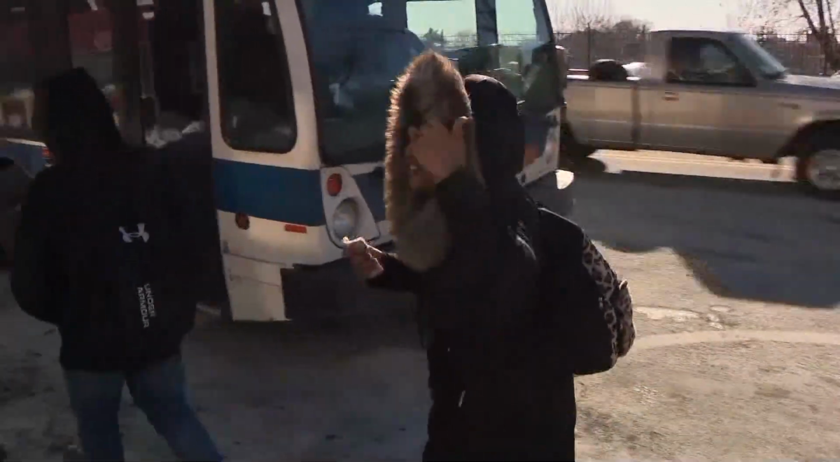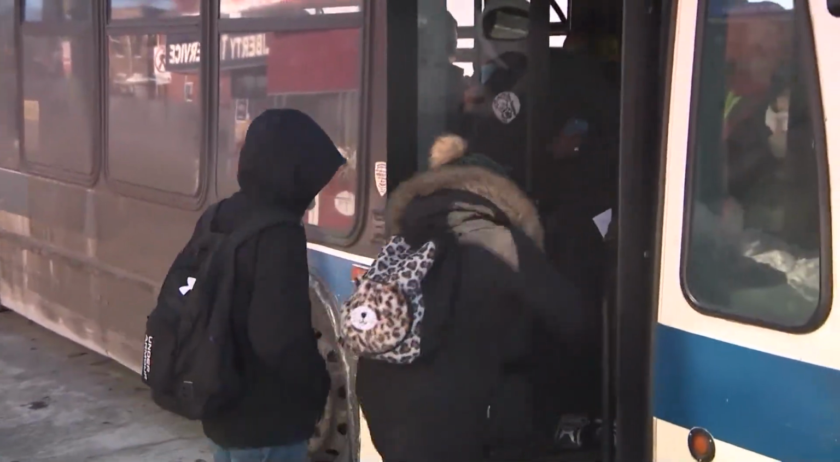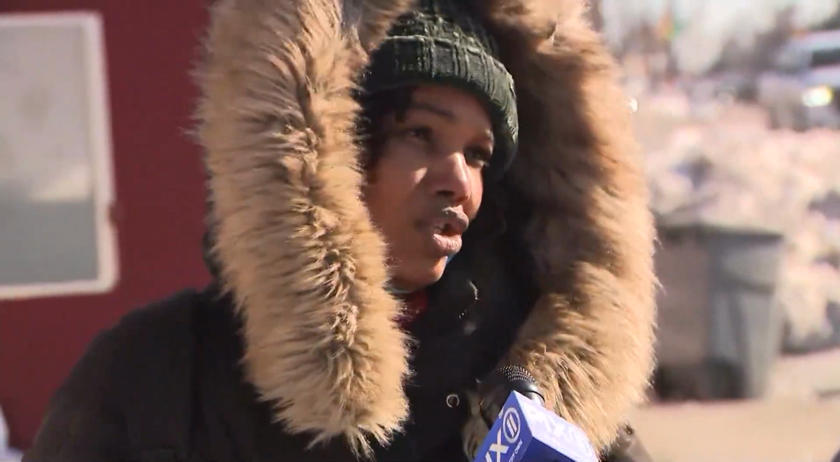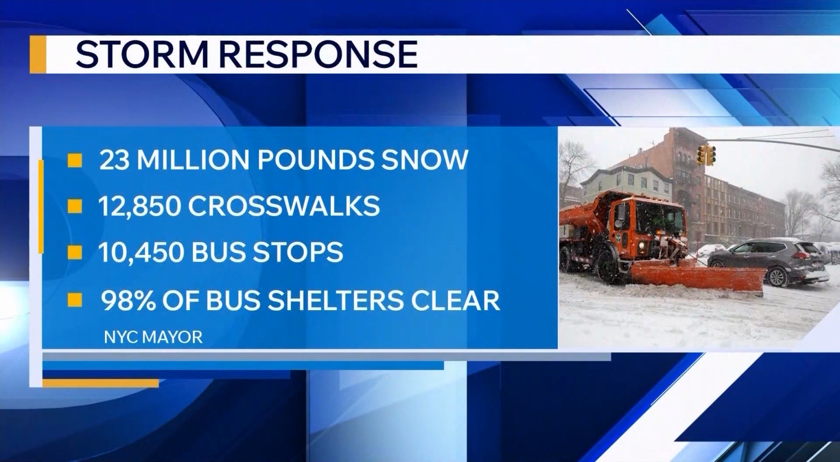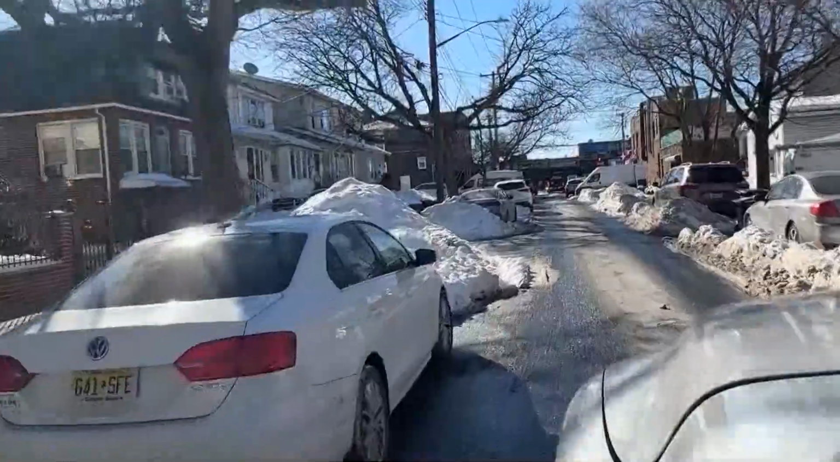Miriam waits for the BX40 along East Tremont in the Bronx. She's been stepping carefully all week. They should take more responsibility when something like this happens the next day, overnight, clear for other people, because it's not everybody can make it through the snow. City officials say more than 23 million pounds of snow have been cleared. Crews cleared 12,850 crosswalks, more than 10,000 bus stops. 98% of bus stops with shelters now passable from the sidewalk to the street.